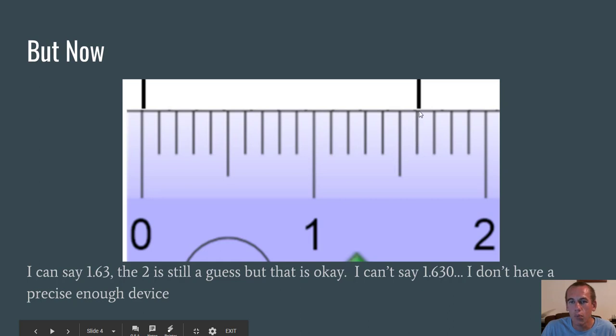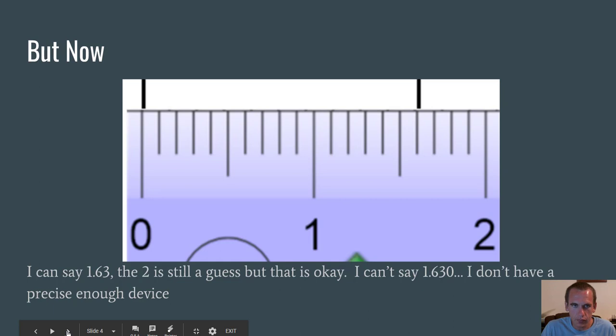I can't say 1.630 because that 0 at the end would imply that I knew this was exactly 1.63, and I don't. I made a guess on the end. I don't have a precise enough device to say that that last digit there with certainty is 0. I'm uncertain about this, so I'm completely guessing about that. Now, that means this measurement, 1.63, has 3 significant digits, but this one would have 4 significant digits. That 0 increases the precision of my measurement, and that's not okay, not with this device. But if I had a micrometer or I had divisions between these divisions, then I could start making claims about this number.